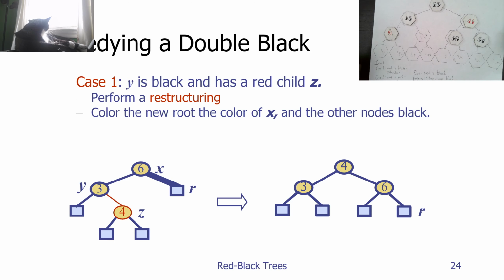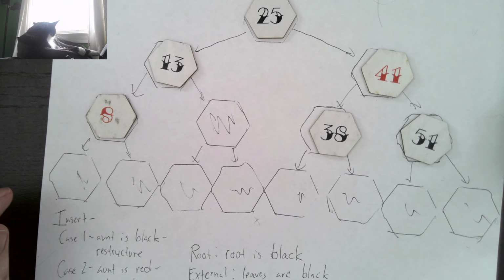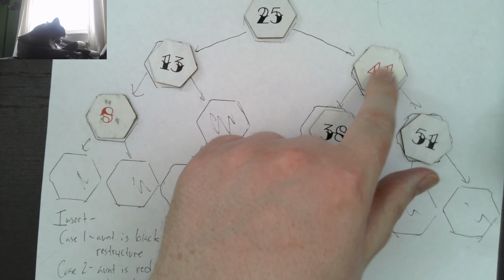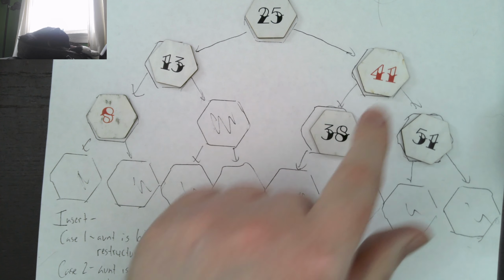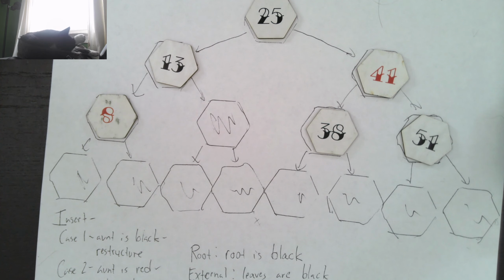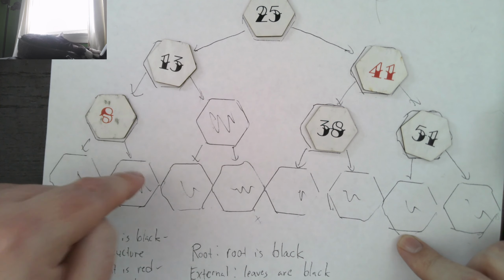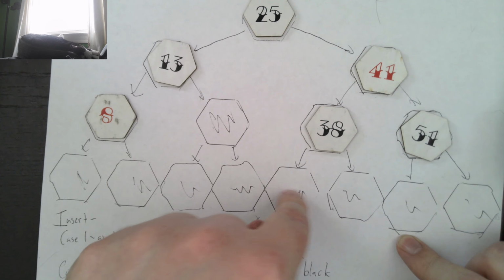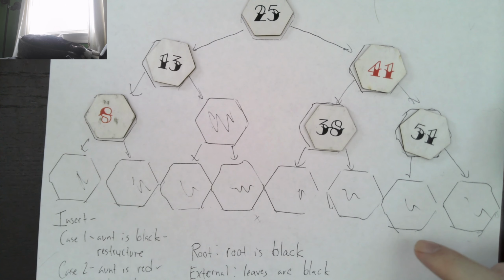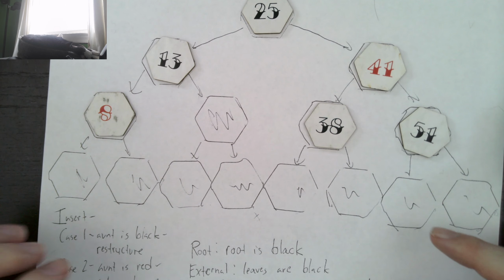Okay, so let's check my work. We colored this red, which was what the former root was, and then we color the other two nodes black. And now let's look at this. Black depth of 2, BD2, BD2, and so on. So they all have a black depth of 2, so we still have a red-black tree.